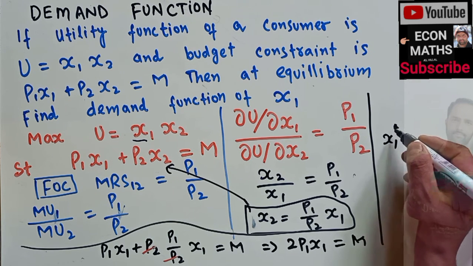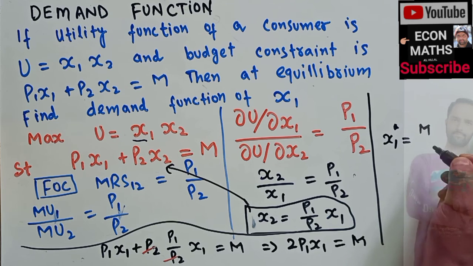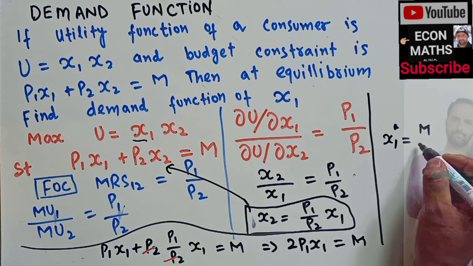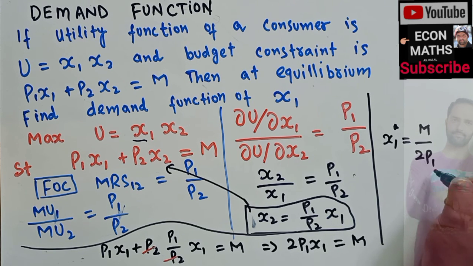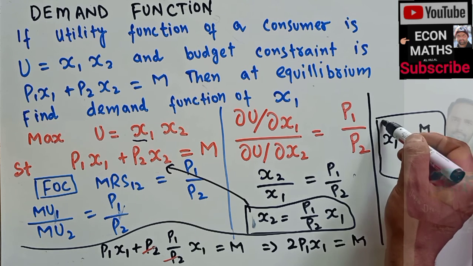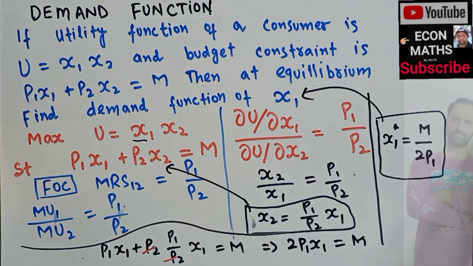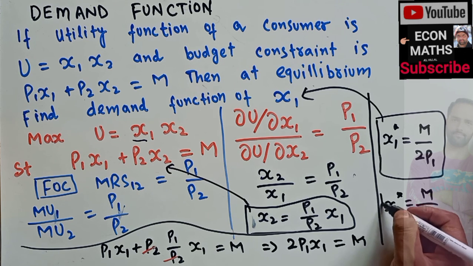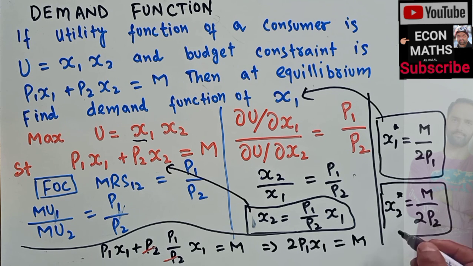That means the demand function for good x1 will be equal to m divided by, if I transpose it, twice p1. So the demand function for good x1 is m upon twice p1. That is the thing we were required to find out. And symmetrically, the demand function for good x2 will be equal to the total income upon twice the price of good x2. You can find this out. I hope I make myself clear in this video. Thank you.